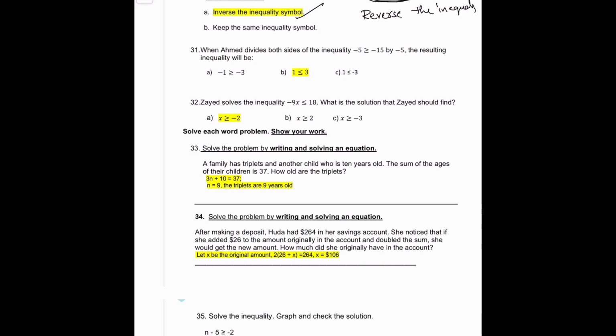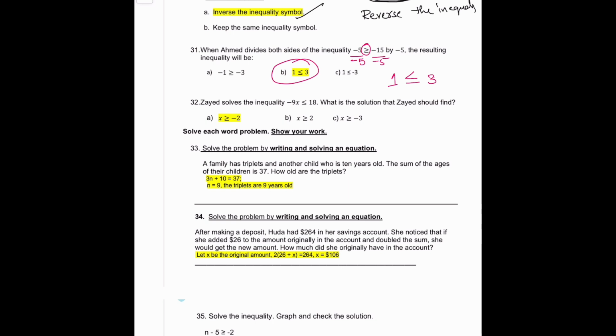When Ahmed divides both sides of the inequality by -5, the resulting inequality should be. So if I divide by -5 on both sides, the first thing I have to do is make sure that I reverse the inequality sign. This is 1. And here I'll get 3. 1 is less than or equal to 3. This is the option.